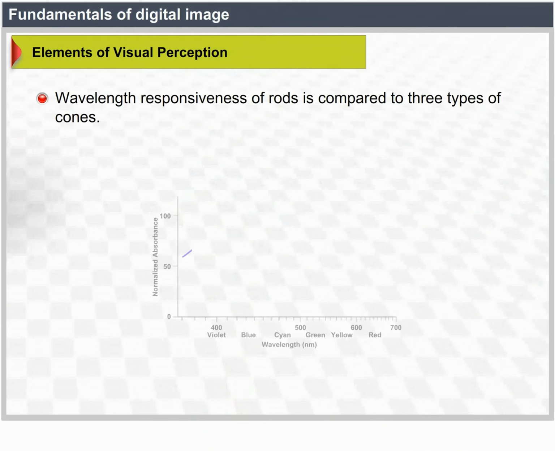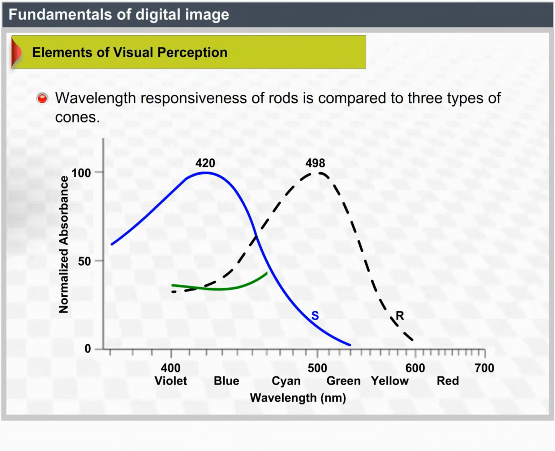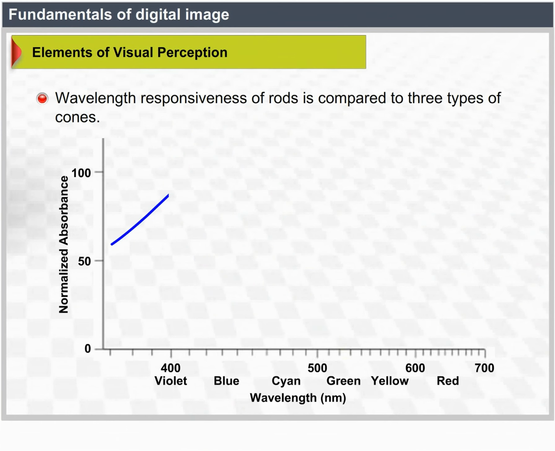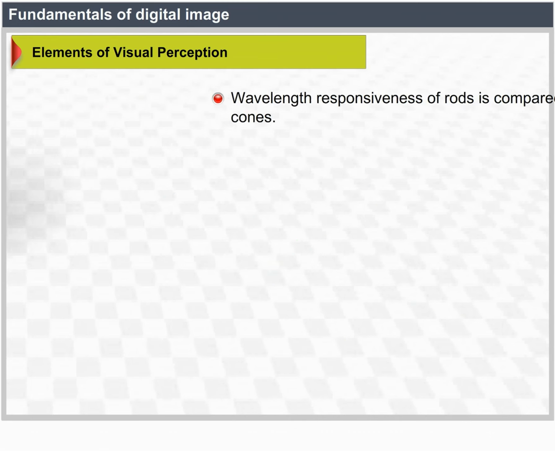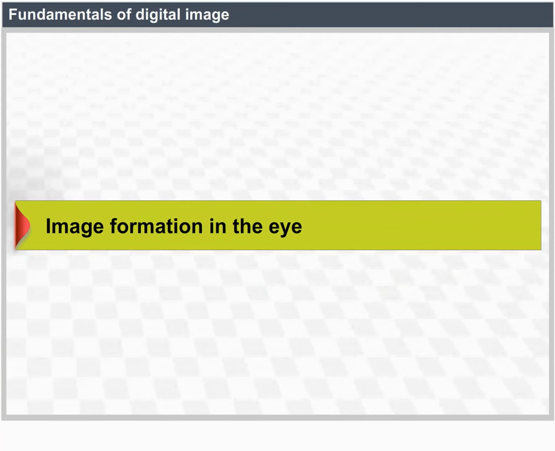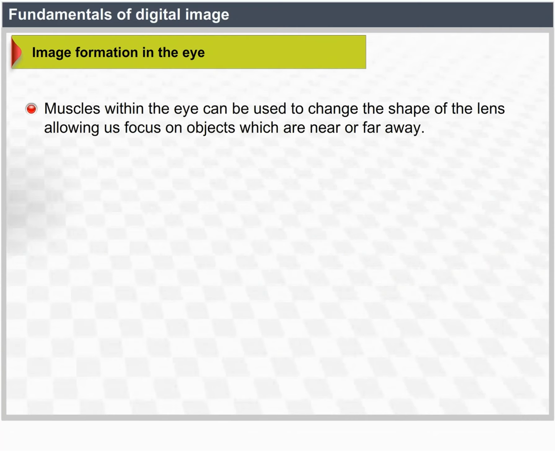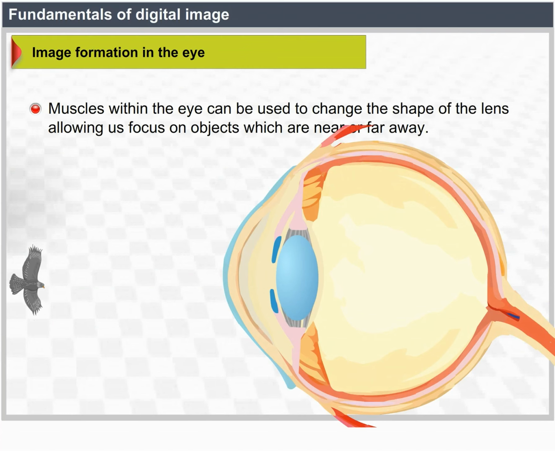Wavelength responsiveness of rods compared to that of the three types of cones. The dashed gray curve is for rods. Image formation in the eye. Muscles within the eye can be used to change the shape of the lens, allowing us to focus on objects that are near or far away.